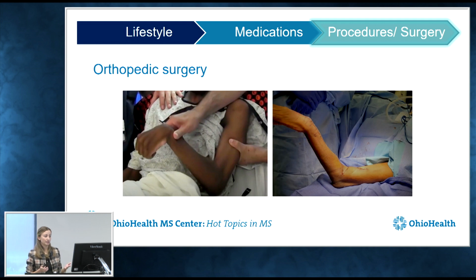It's uncommon that we have to refer people for orthopedic surgeries, but this is just to know that if someone does get to the point where they have contractures and these medicines or other procedures we have are no longer helpful, there are options to help with comfort in these patients.